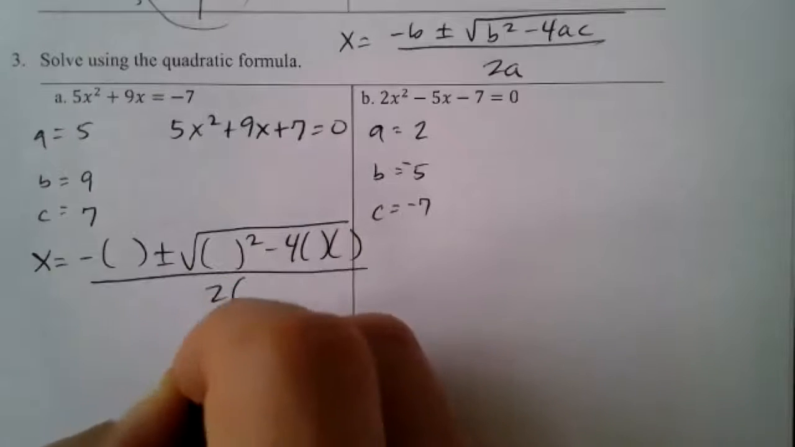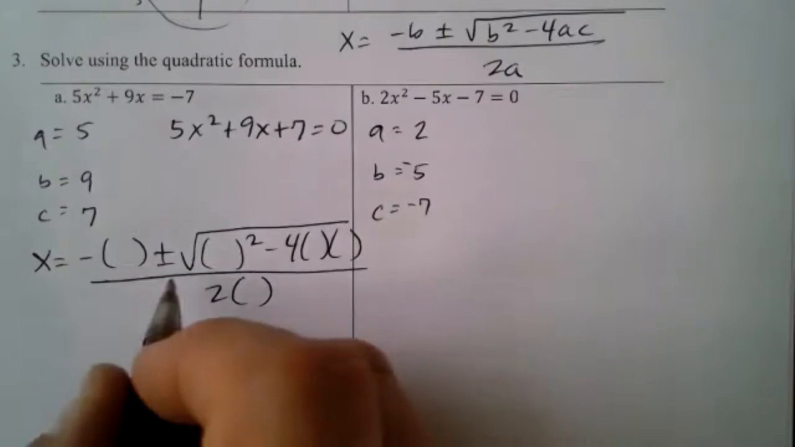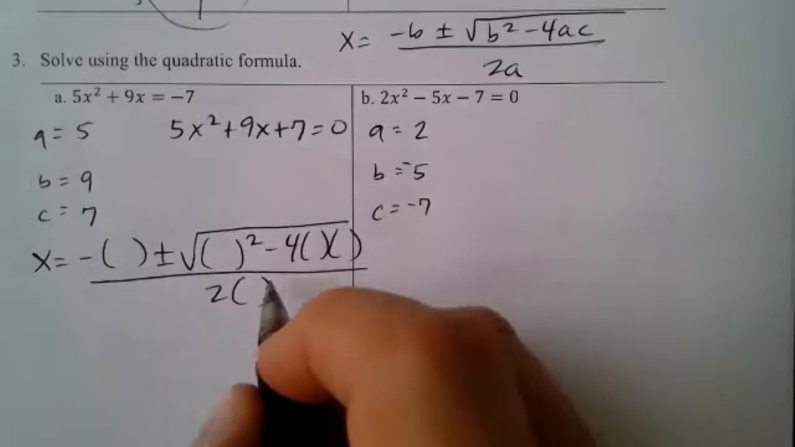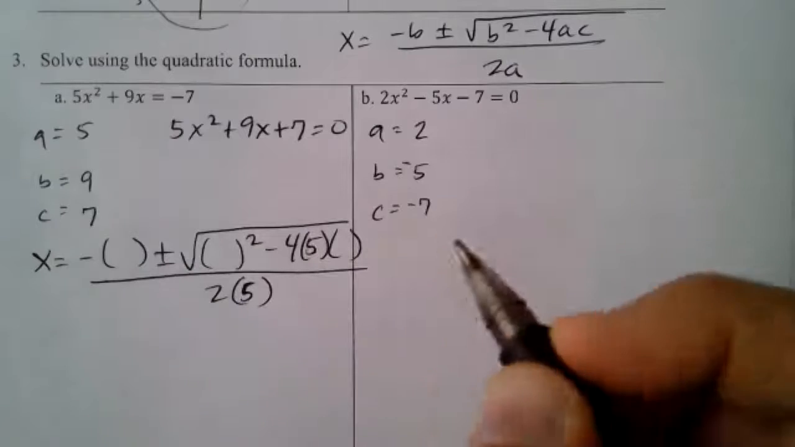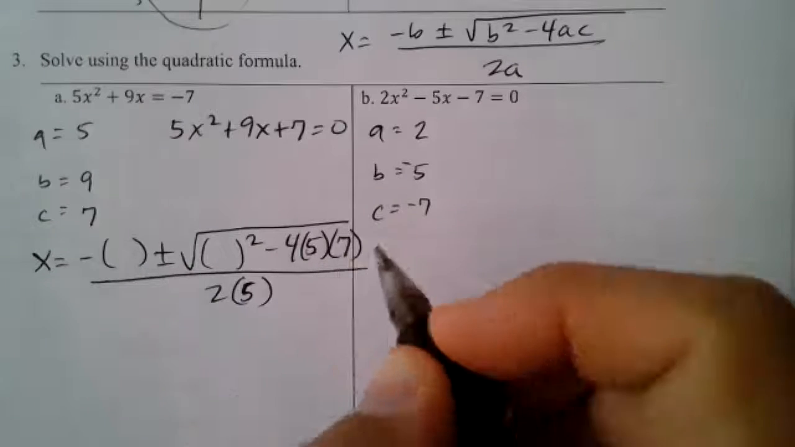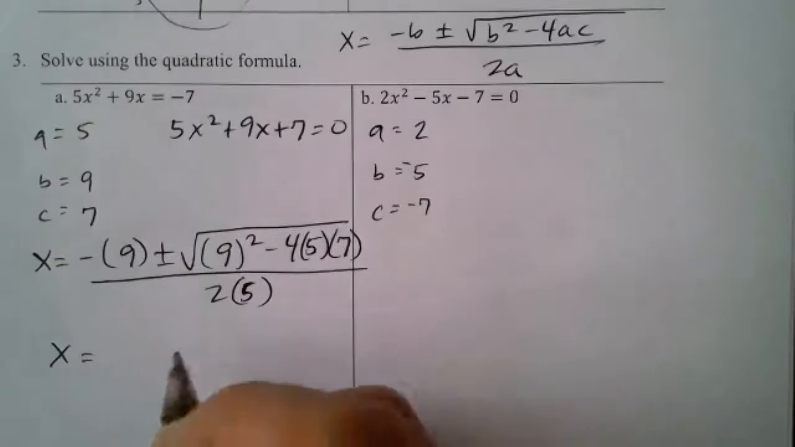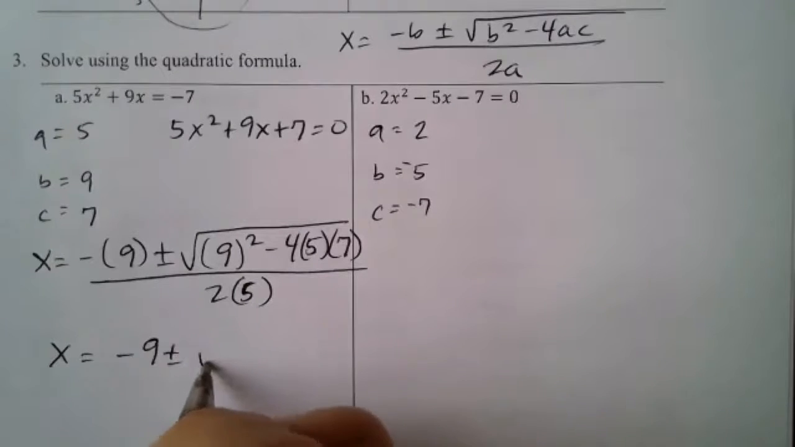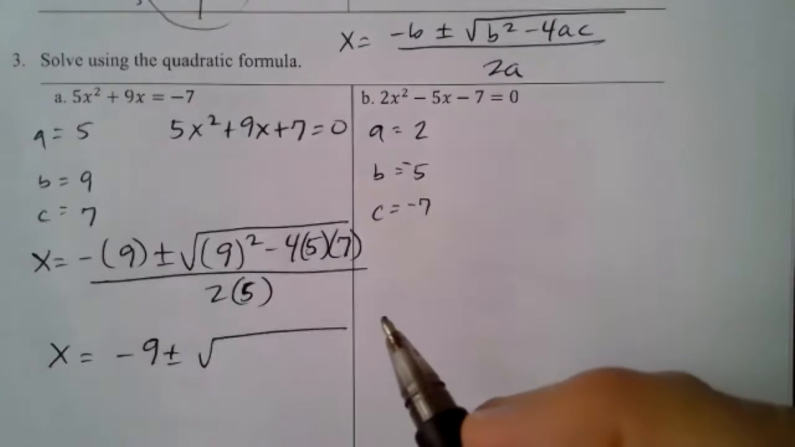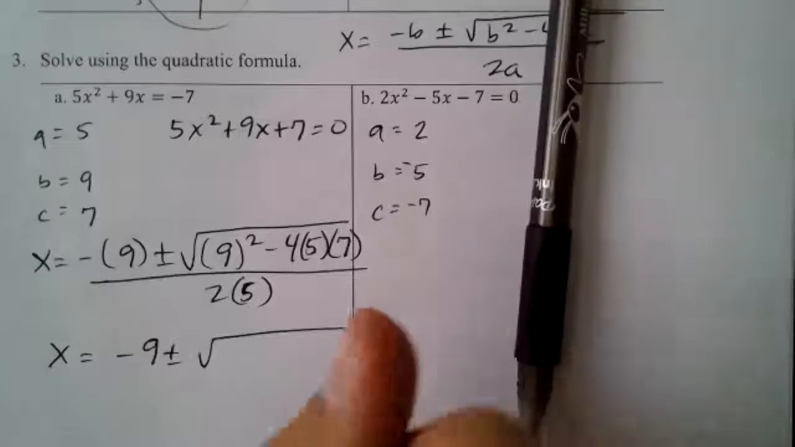All over 2 blank. And then we're going to fill in the 2 A's. So we got 5 here and 5 there, 7 there for our C. And B term was 9. So let's put our 9 in there. So it's -9 plus or minus the square root of 9 squared, so 81. Okay, now I'm going to need a calculator for this.